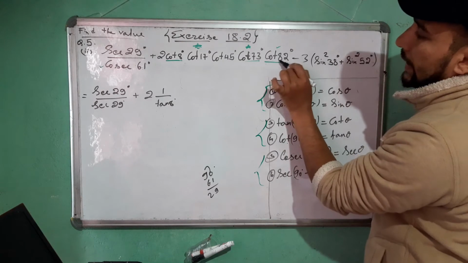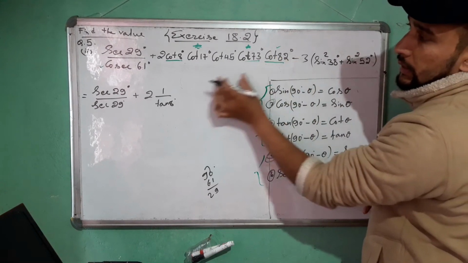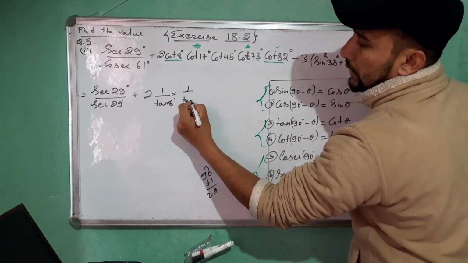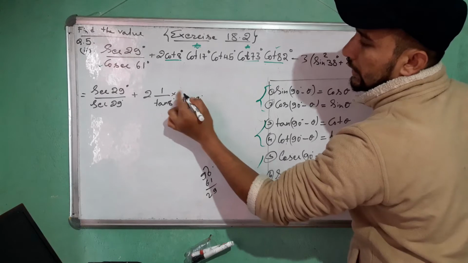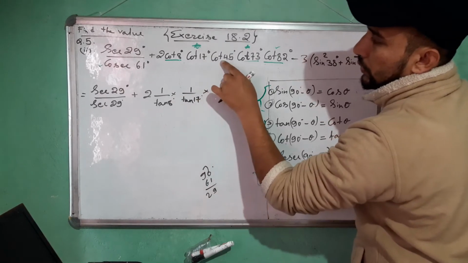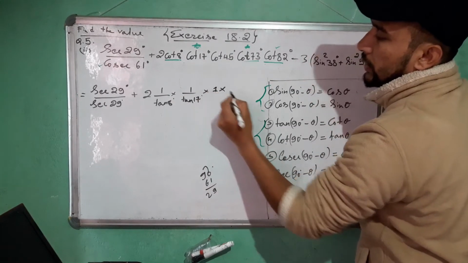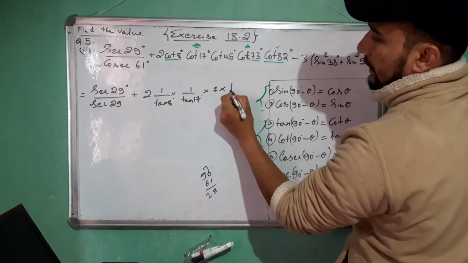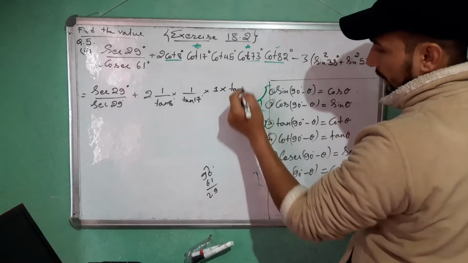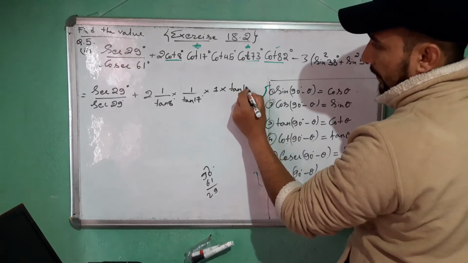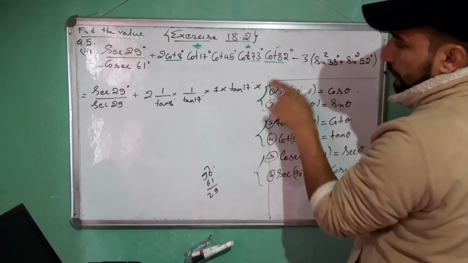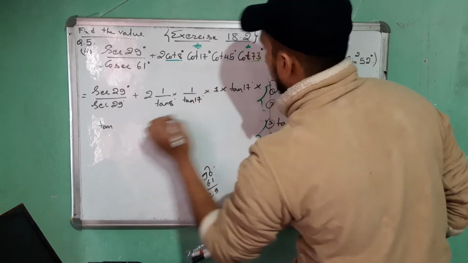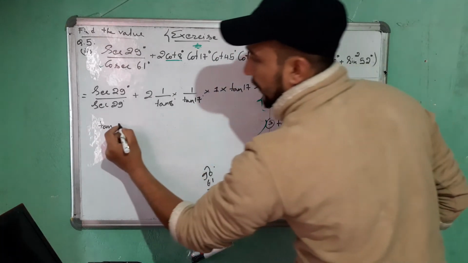Since I'll get tan 8 degree from here, into this cot 17 degree I can write 1 upon tan 17 degree, reciprocal relation, into cot 45 degree, the value of cot 45 degree is 1. Into this, the complement of cot is tan, and the complement of 73 is 90 minus 73, which will be 17 degree, into the complement of cot, which is tan, and the complement of 82 is 90 minus 82, which will be 8 degree.